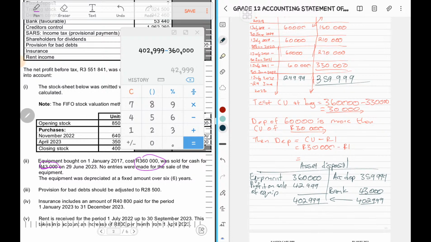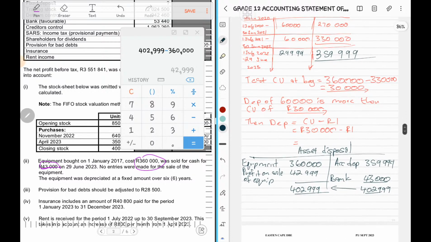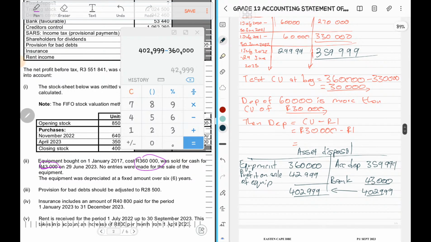If maybe you think that the asset disposal account will take too much of your time, you can just use the formula whereby you say profit will be exchange amount minus carrying value. Let me just say exchange amount, because it can be cash, it can be traded in. A loss will be the same. So if the difference is positive, it's a profit. If it's a loss, it will give you a negative amount.